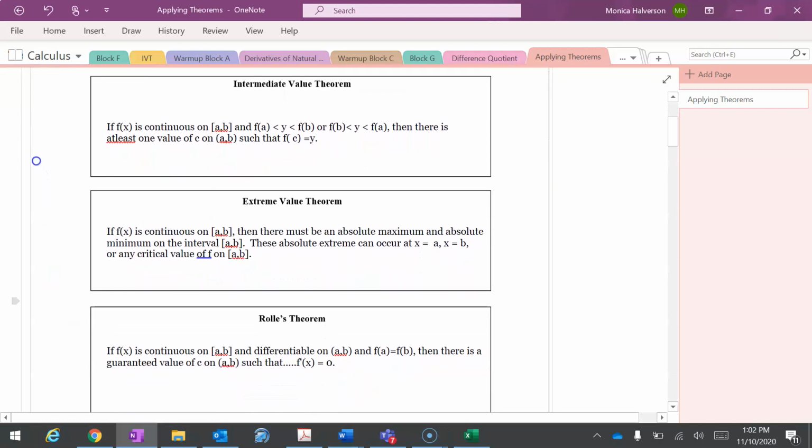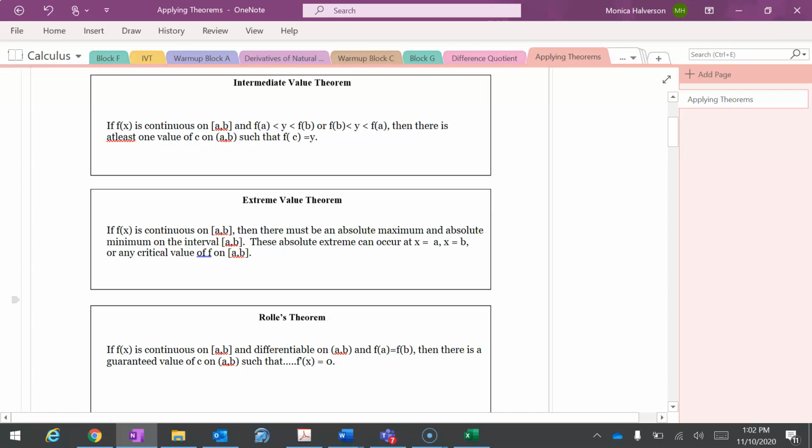The intermediate value theorem states if f of x is continuous over this closed interval of a, b, and f of a is less than y, which is less than f of b, or vice versa, f of b is less than y, which is less than f of a, then there's at least one value of c within this interval that equals that y value. Okay?